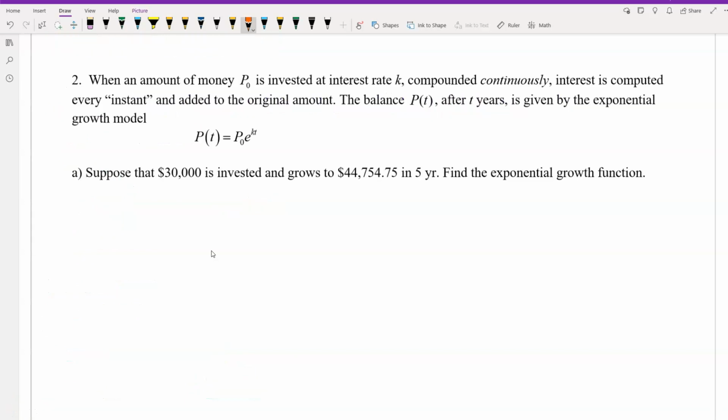When an amount of money, P sub 0, is invested at interest rate k, compounded continuously, interest is computed every instant and added to the original amount. The balance P of t after t years is given by the exponential growth model, P of t equal to P sub 0 times e power k times t. Part A, suppose that $30,000 is invested and grows to $44,754.75 in 5 years. Find the exponential growth function.